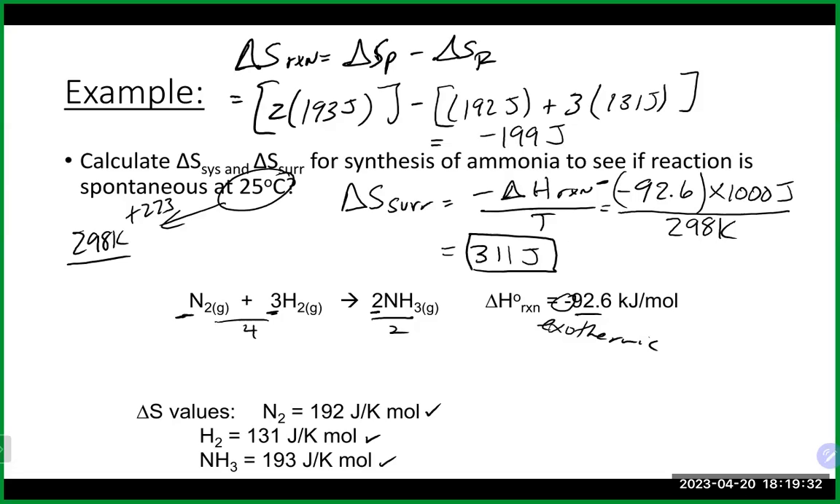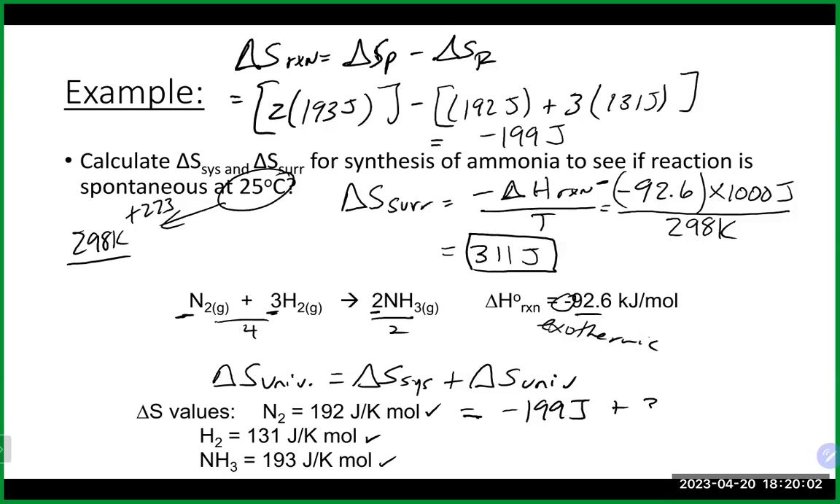Any questions on that? Now, the convenience of converting it to joules at this point is that when I add them together, I'm not going to screw up by adding kilojoules and joules together and get the wrong answer. Everybody's in the same unit at this point. So to figure out the delta S of the universe, we're going to take the delta S of the system, our reaction, plus the delta S of the surroundings. We're going to add them together. So that's going to give us a minus 199 plus a 311.